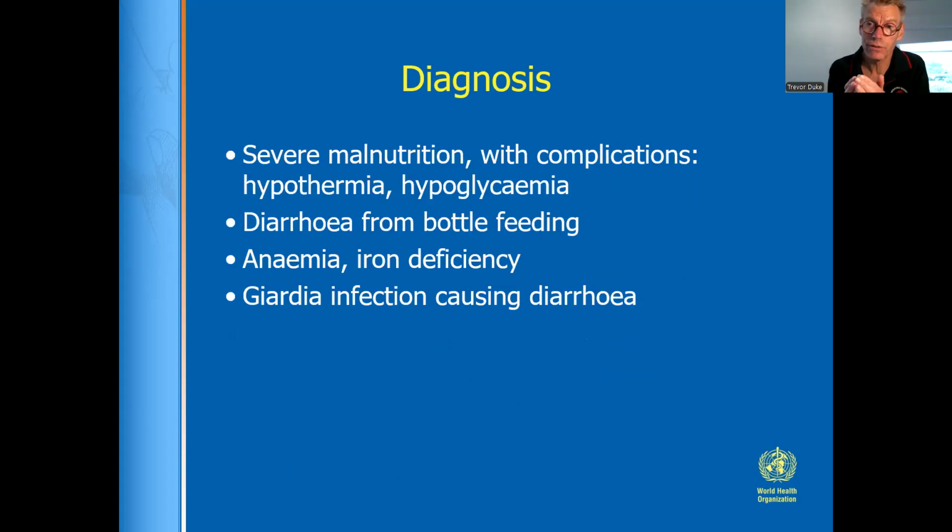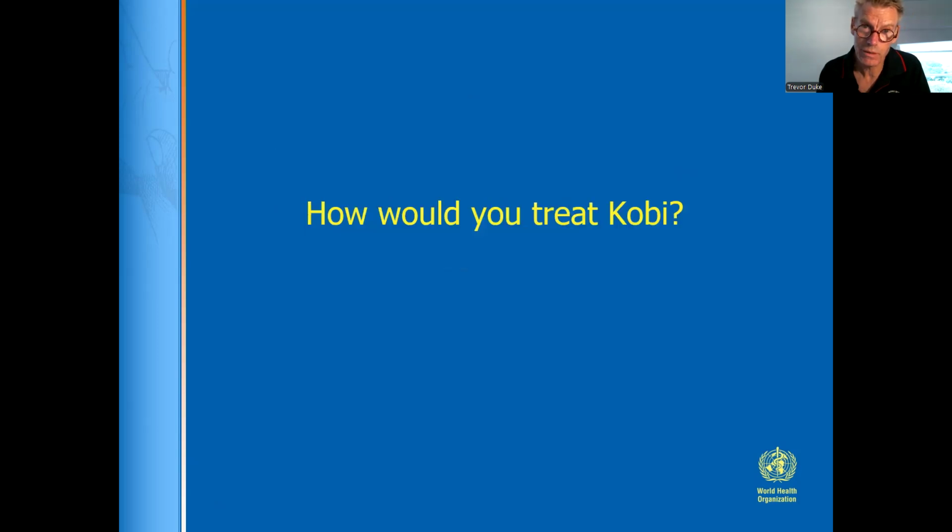So the diagnosis that we've arrived at is severe malnutrition with complications: hypothermia, hypoglycemia, diarrhea from bottle feeding and giardia, and anemia, which is probably primarily due to iron deficiency. So therefore, we need to know how to treat Kobe, and there are some aspects of treatment that are really urgent to do to start with.